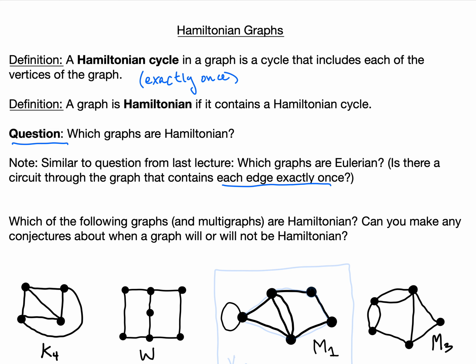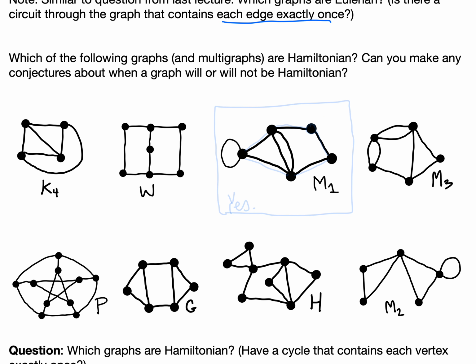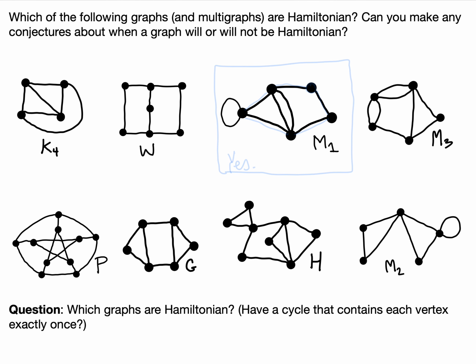So let's start by considering some examples and try to figure out which of the following graphs and multigraphs are Hamiltonian. As you're thinking about these, can you make any conjectures about when a graph will or will not be Hamiltonian?